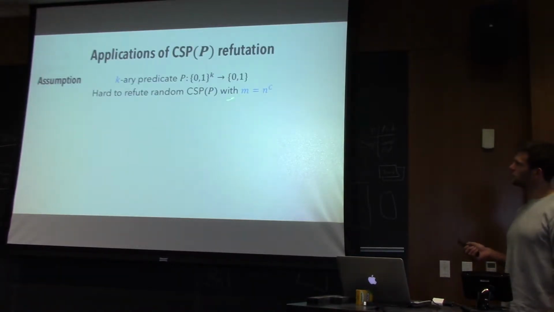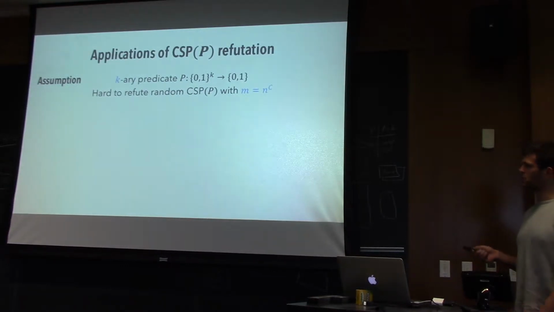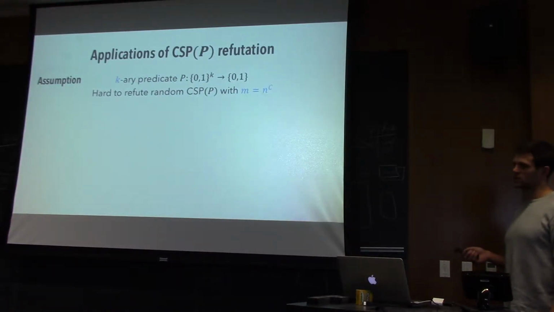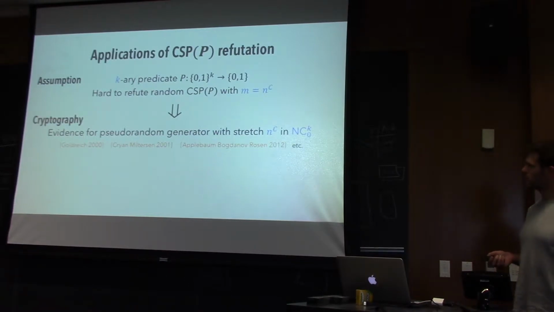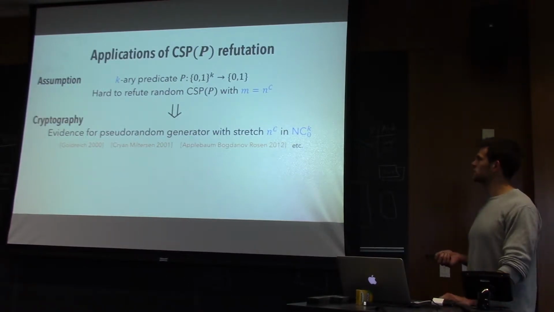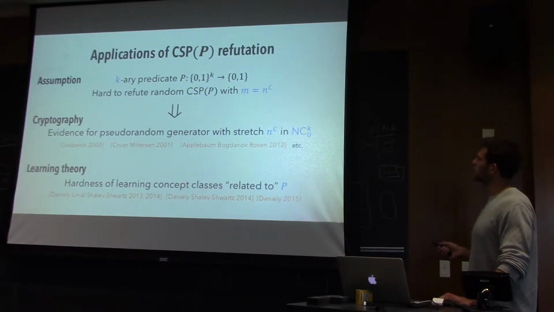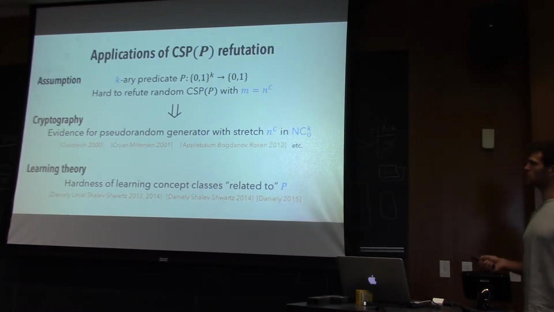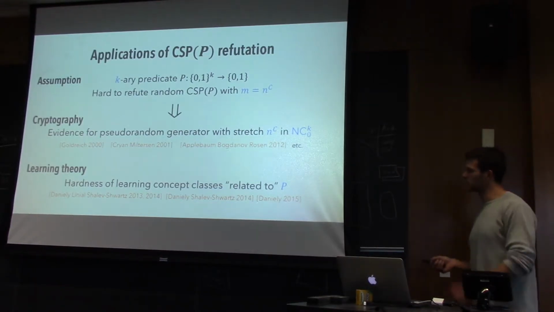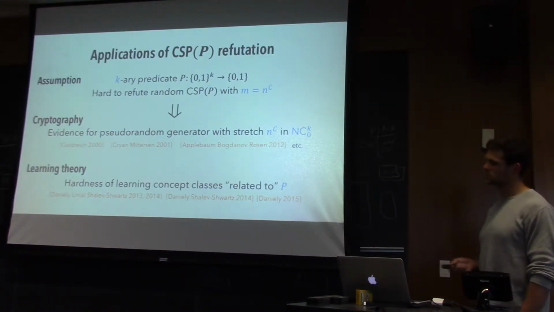You can assume that it's hard to refute a random instance of CSP P when m is like n to the c for some c that's of course bigger than 1. And what does that get you? Well, in crypto, it gets you evidence for the existence of a pseudo-random generator with pretty big stretch in NC0. So that's constant parallel time. And a lot of people have studied this setup. And in learning theory, it gets you hardness of learning of concept classes that are related to this predicate. This is a line of work by Daniely et al. that's very nice.